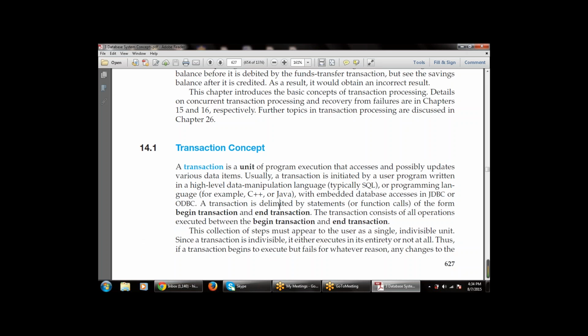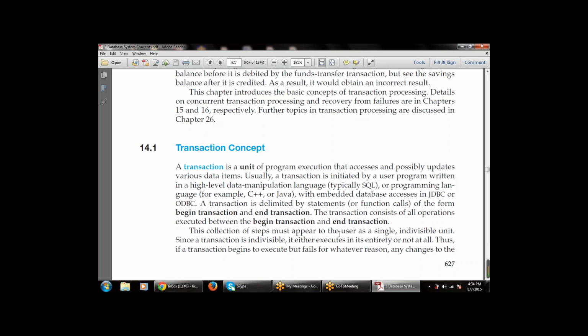A transaction is delimited, or terminated, by statements or function calls of the form begin transaction and end transaction. So there are two statements required, the begin transaction and the end transaction. The transaction consists of all the operations executed between the begin transaction and the end transaction.